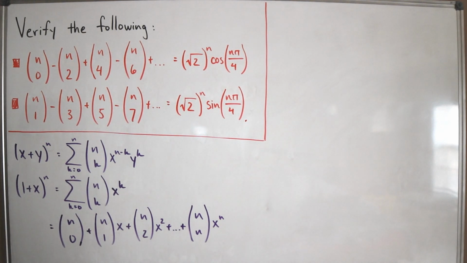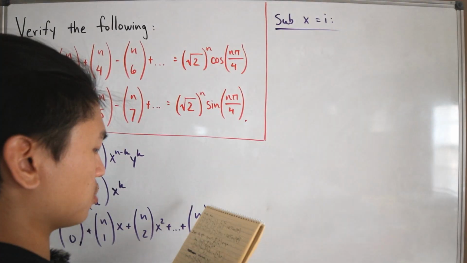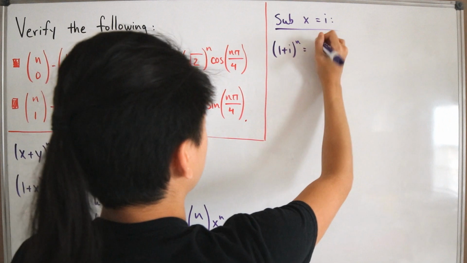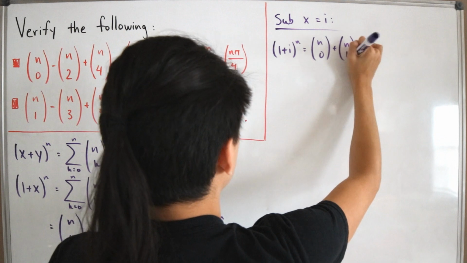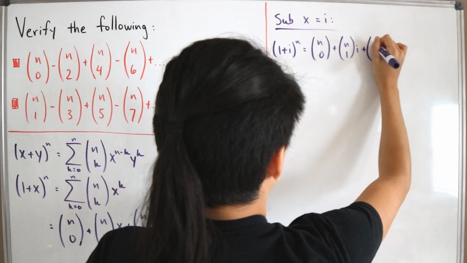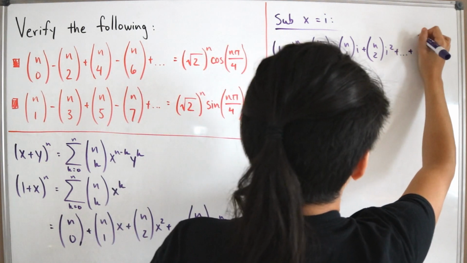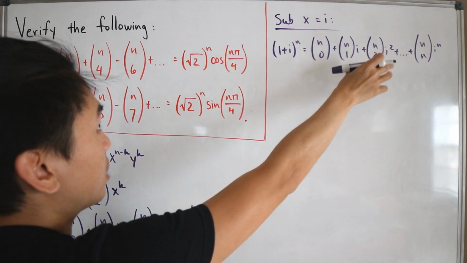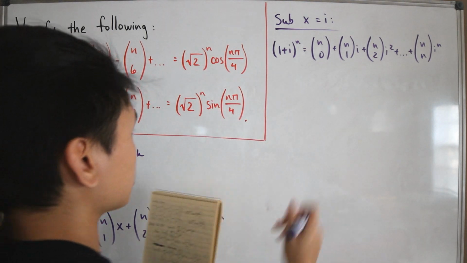Let's substitute something for x over here. Why don't we substitute x equals i, lowercase i. Then we'll have the following expansion: 1 plus i to the power n is equal to n choose 0, plus n choose 1 times i, plus n choose 2 times i squared, and so forth, ending off with n choose n times i to the power n. Everything is with the imaginary unit i, so we'll have to separate the real part from the imaginary part. Let's do that.